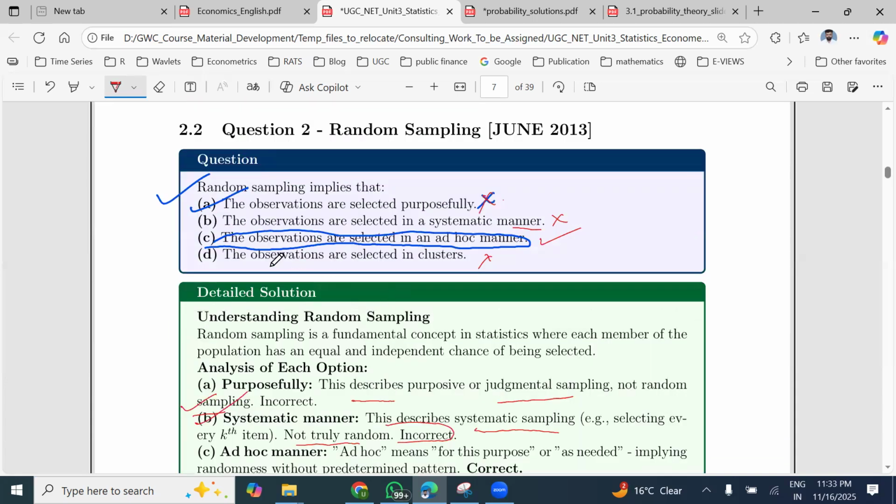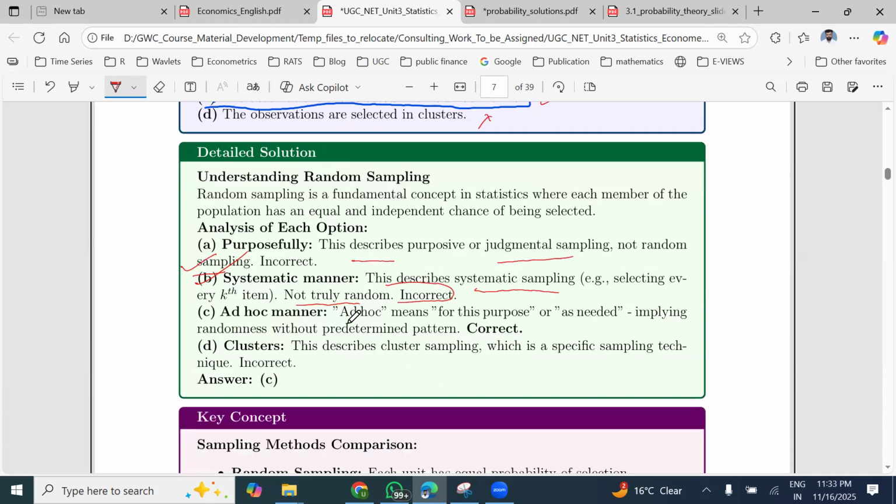Then the last sentence also, the observations are selected in cluster. So this is basically cluster sampling, right? Which is a specific sampling technique. So that is why it will also be incorrect. The answer will be C only. Correct? Yes, sir.